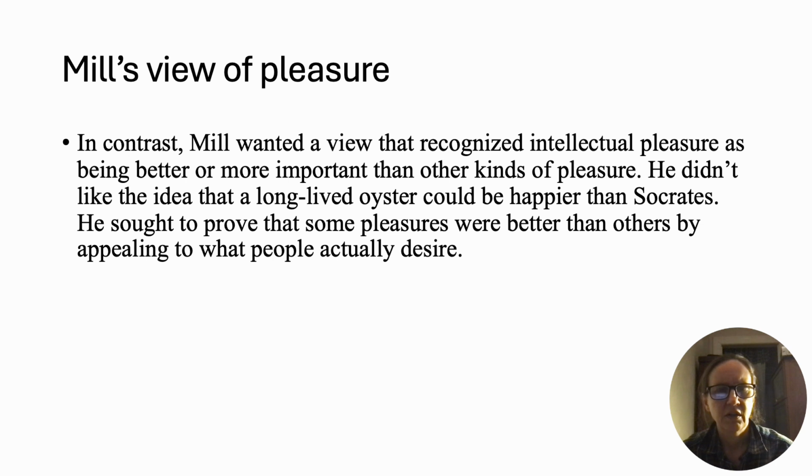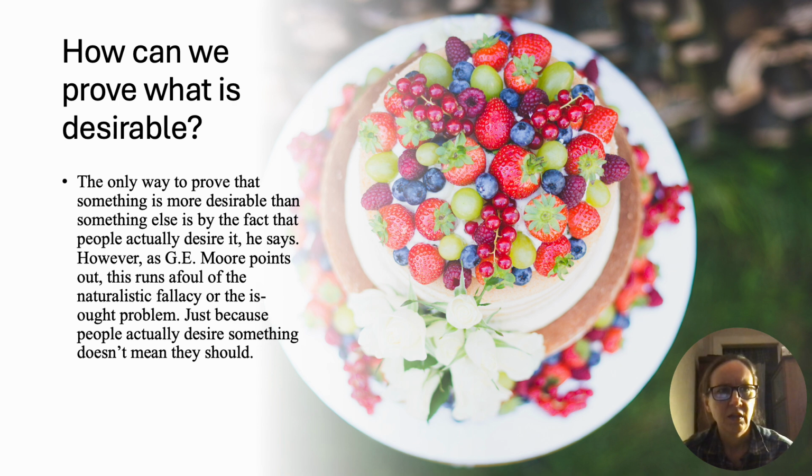So John Stuart Mill said, look, okay, Bentham, I like the idea of trying to get as much pleasure for as many people as possible, perhaps even animals, but some kinds of pleasure are better than others. He didn't like the idea that an oyster could be happier than Socrates. And so he wanted to prove that some pleasures are better than others, but how are you going to prove that? What he ended up doing was doing what we talked about before as being perhaps a fallacy, which is deriving an ought from an is. So deriving a normative from a descriptive.